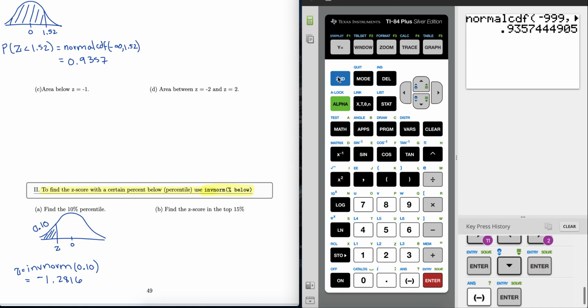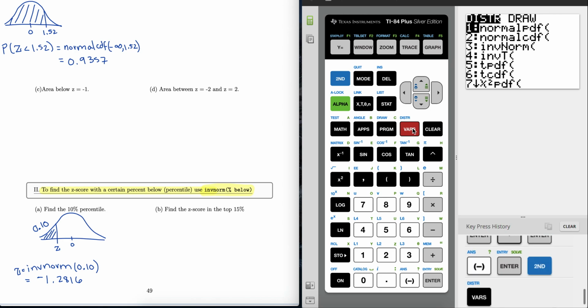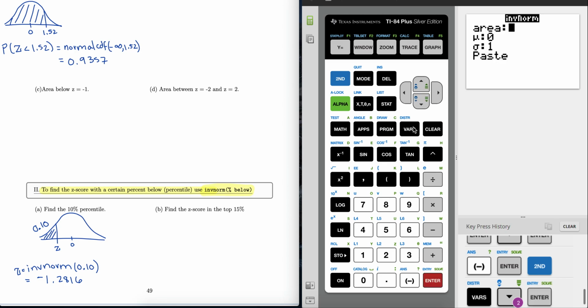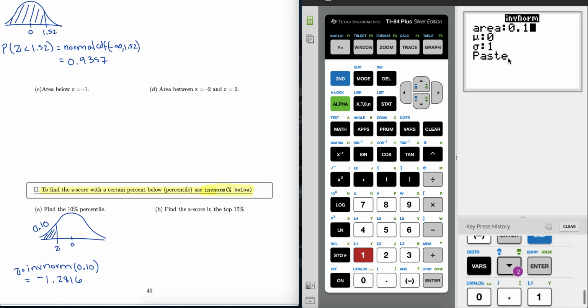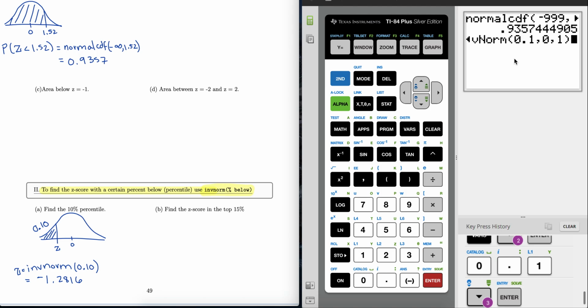So let's look on our calculator. We're going to go back to the distribution menu, so second, vars or distribution, and then the third option there is our inverse norm. So press enter on that. Again, you have options for mu and sigma, leave those alone. The area we're interested in is 0.1 because we want 10% to the left. And then we'll go ahead and paste that. Again, some of you might have to populate it yourself when you pull up inverse norm. Just put in 0.1 and then close the parentheses. It understands 0 and 1 are the default. And you press enter, you get the negative 1.2815 like we've done here.